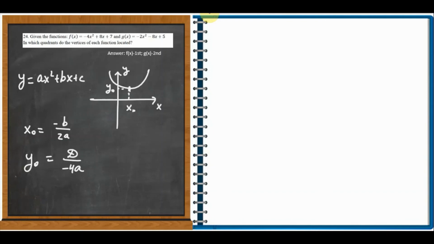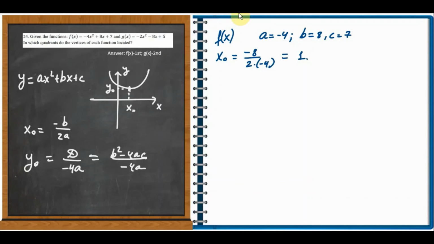Now, let's say for f(x), we can write that a is equal to negative 4, b is equal to 8, c is equal to 7. Now let's find x0. It's negative b, which is negative 8, over 2 times negative 4, and that's going to be 1. And y0 equals b squared, which is 64, minus 4 times a, negative 4, times c, 7, over negative 4 times a, which is negative 4.